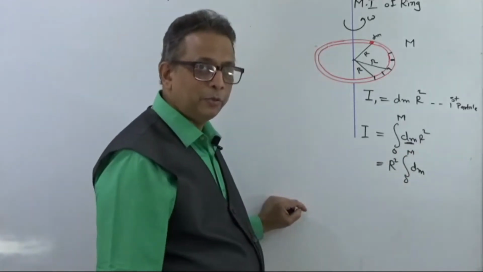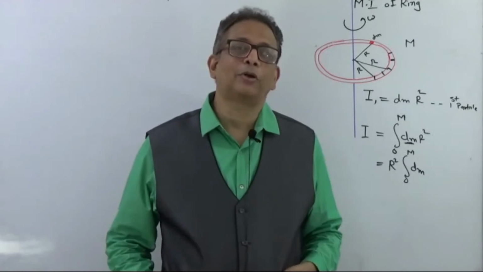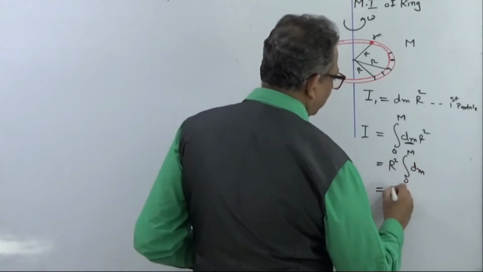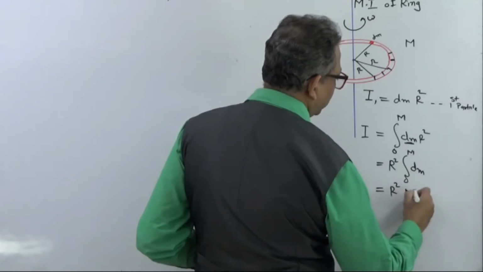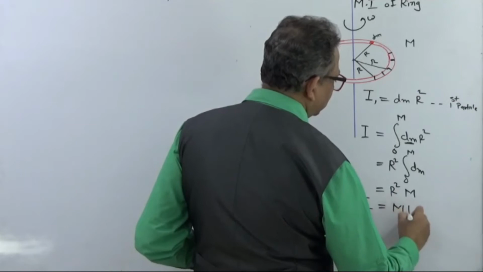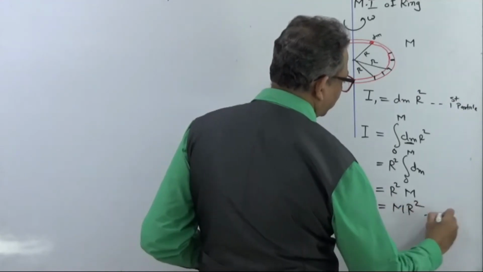Integration of dm is what? Integration of dx is x. Similarly, integration of dm will be m, so it is r square times m. So the moment of inertia of a ring is mr square.